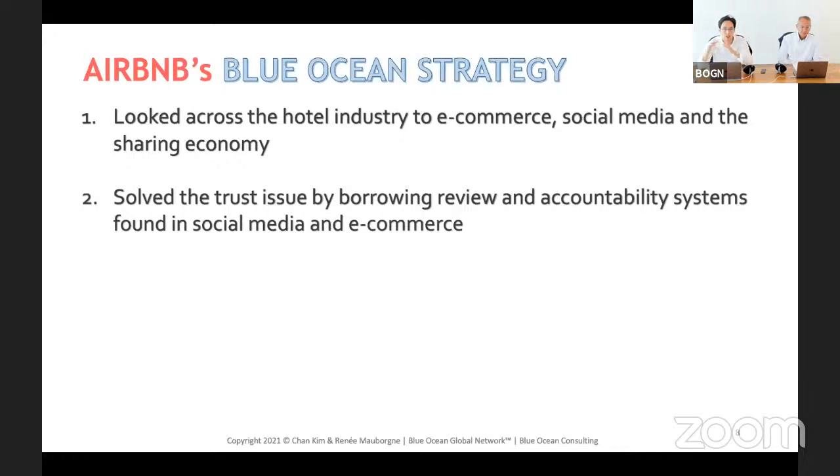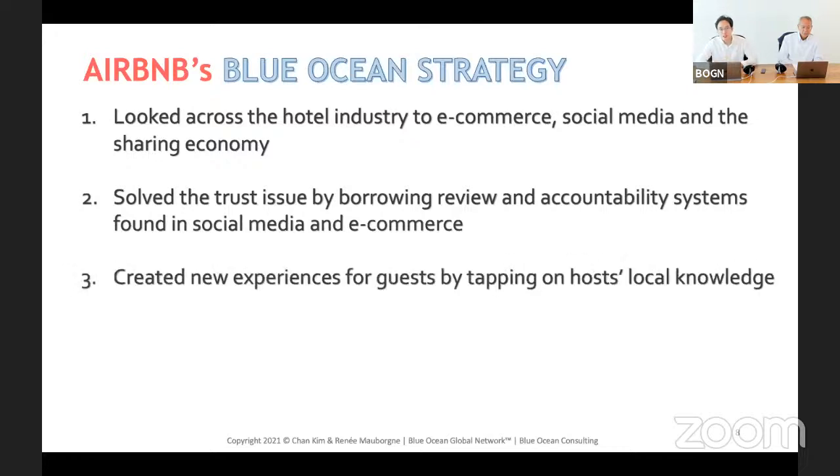They solved this by borrowing the review and accountability systems found in some social media sites at the time, like Friendster and MySpace. Facebook at the time already had been launched. They had been running for about 4 years already. So Facebook was also an inspiration for them. And then they also borrowed from e-commerce. This was the review and ranking system that e-commerce sites such as eBay, Amazon and Craigslist had implemented at the time.